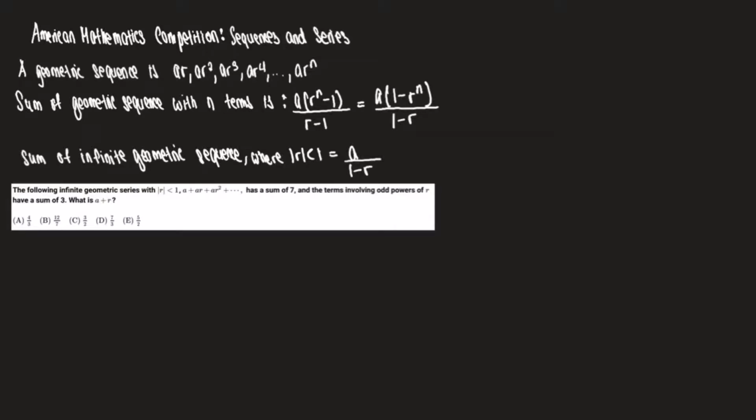The following infinite geometric sequence with the absolute value of r less than 1, a plus ar plus ar to the power of 2 plus ..., has a sum of 7. And the terms involving odd powers of r have the sum of 3. What is the value of a plus r? I will give you a moment to think about this. And as always, you can pause the video, which I do encourage you to do.